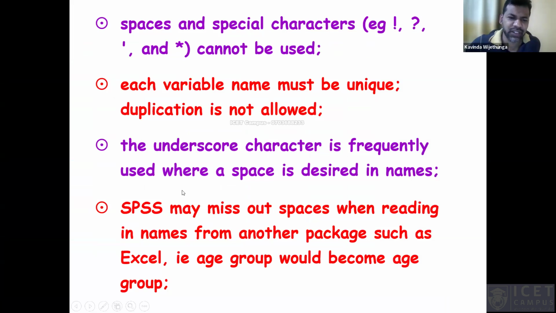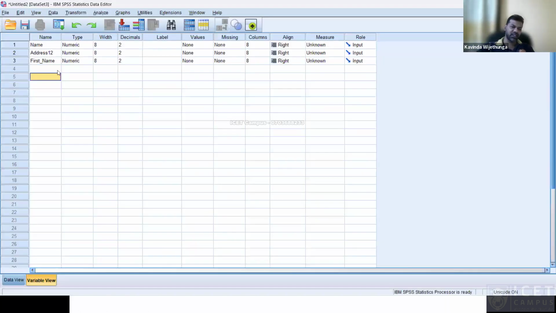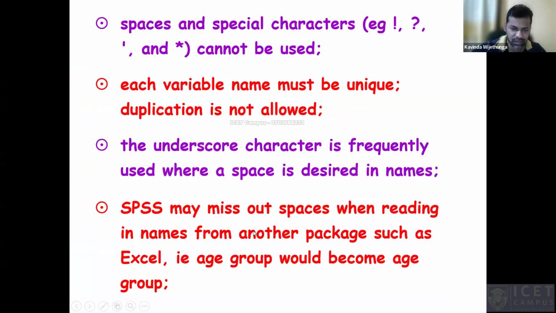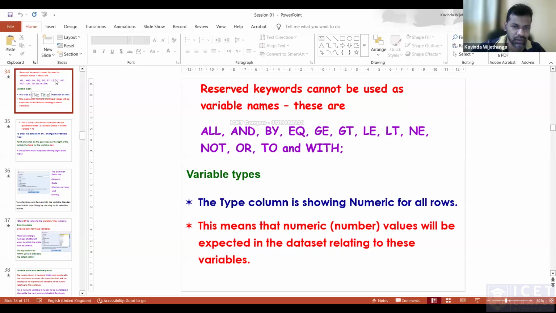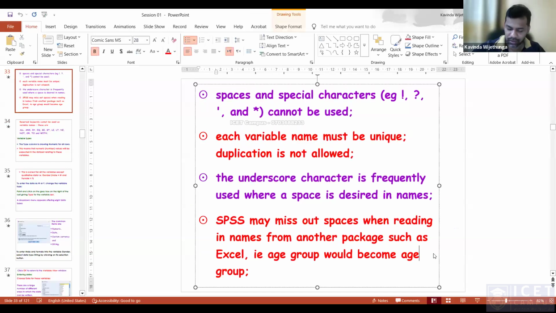The underscore character is frequently used where a space is needed in names. Yes, I explained that. SPSS may miss out the spaces when reading in names from another package, such as Excel, so age group should become age_group. So it means here that we cannot write age group with a space. In Excel we can type like that, but here we can't. We have to write it like this.